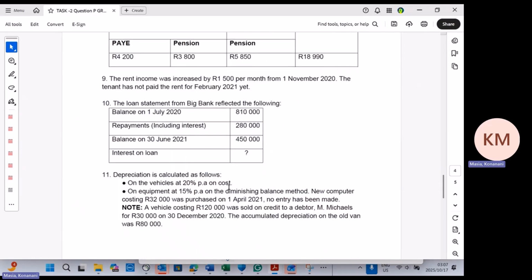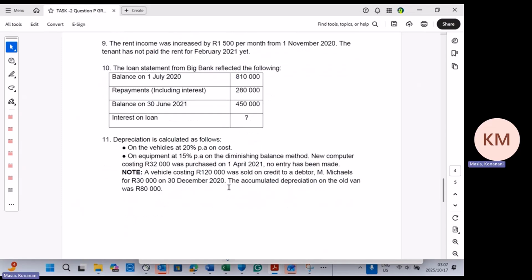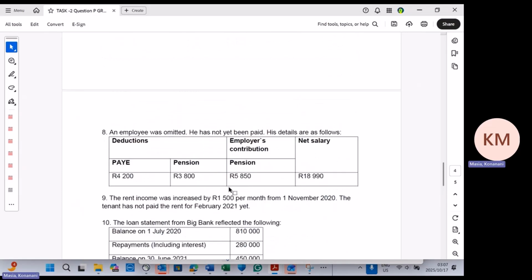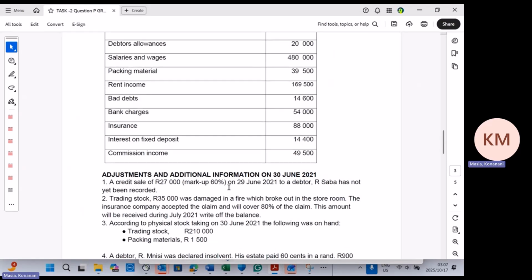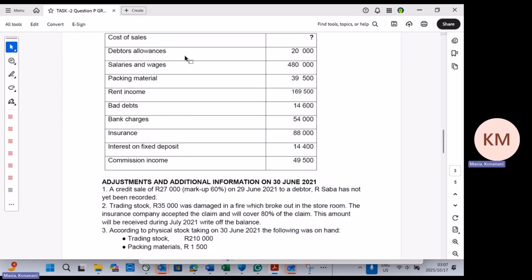Okay. Now it could be in a trial balance. Let's go to the trial balance and see if there's any debtors allowance that I need to make an adjustment for. Okay. Now there it is. You're given 20,000 debtors allowance. Then I know that is a contra revenue. Then you need to take it out of revenue.